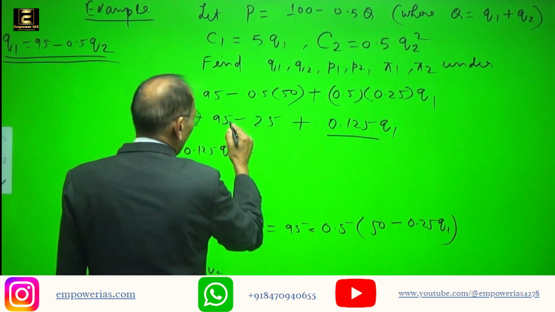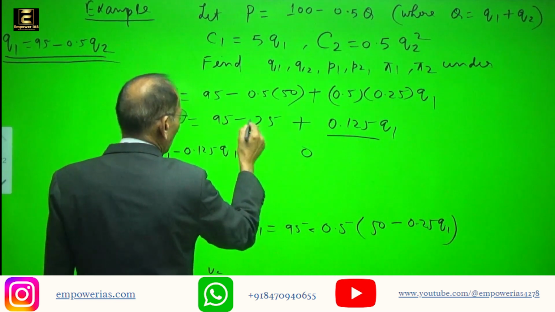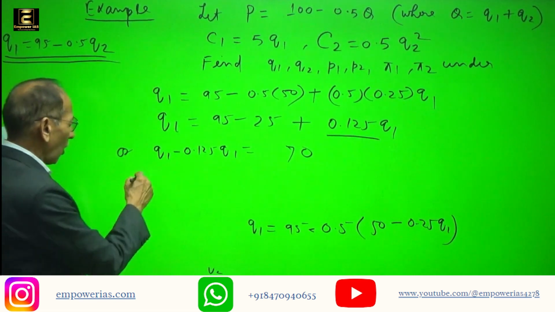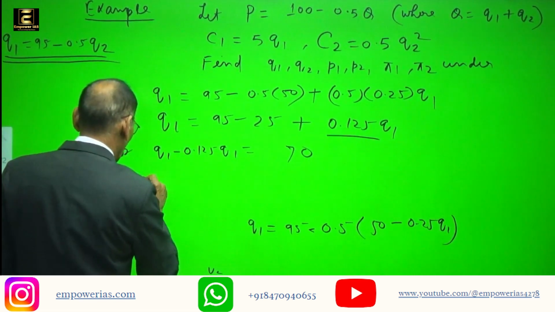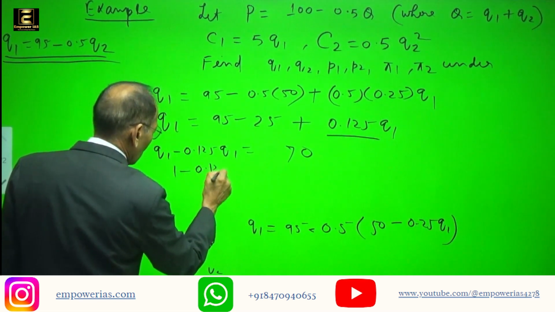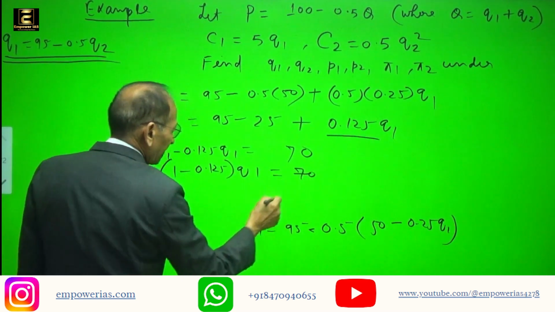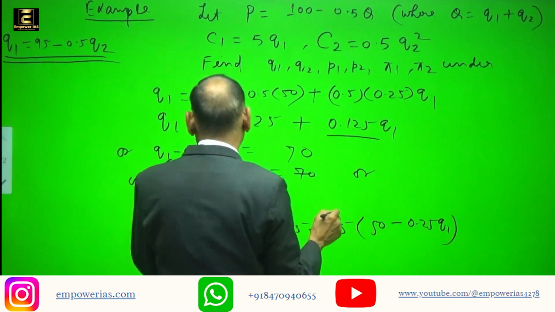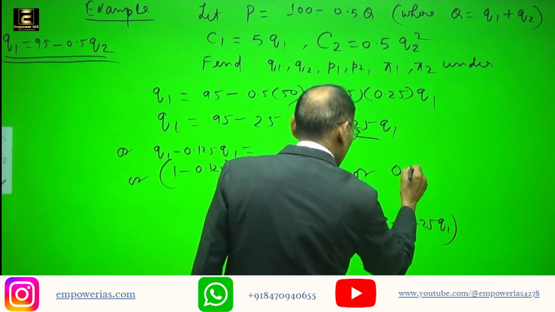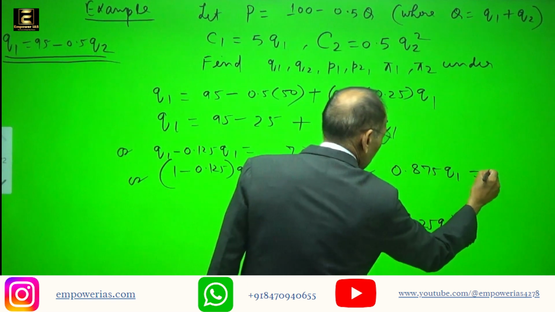If you take this value to the left hand side, Q1 minus 0.125 Q1 equals 95 minus 25, which is 70. So (1 minus 0.125) Q1 equals 70, or 0.875 Q1 equals 70.